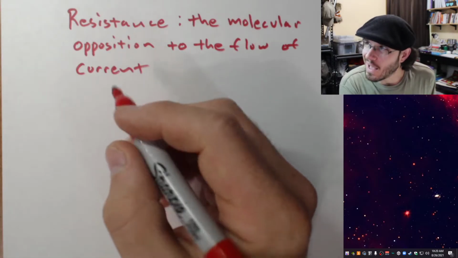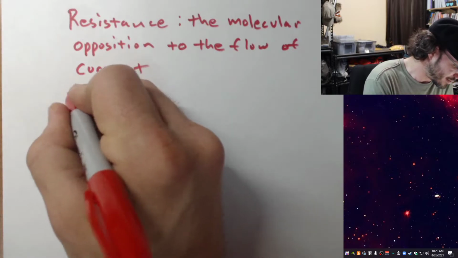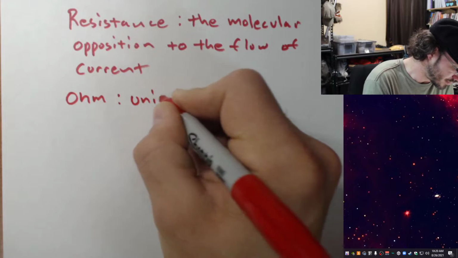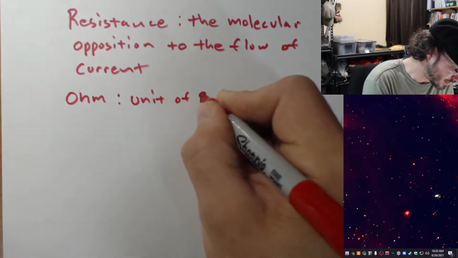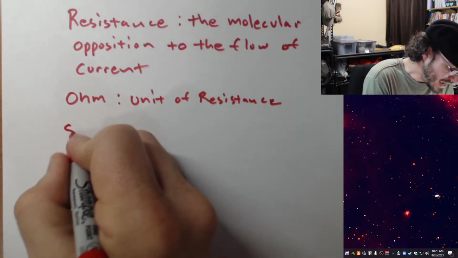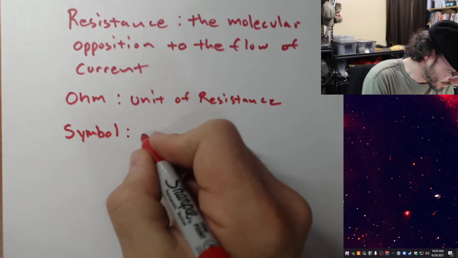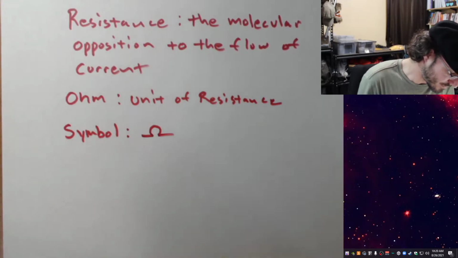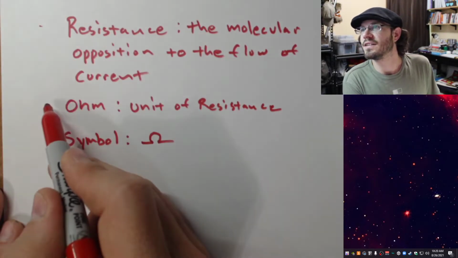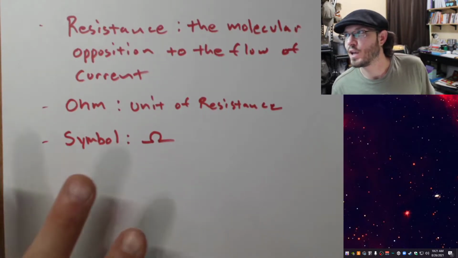The unit of resistance is the ohm, and the symbol is the ohm symbol. Okay, so we have resistance, ohm, and symbol, right?